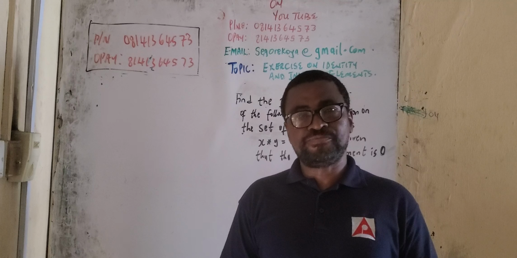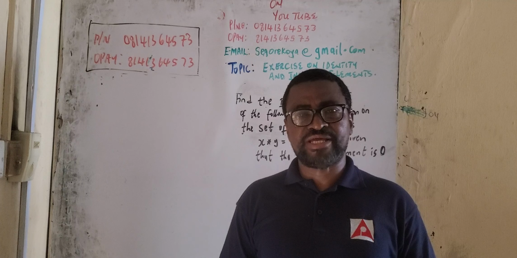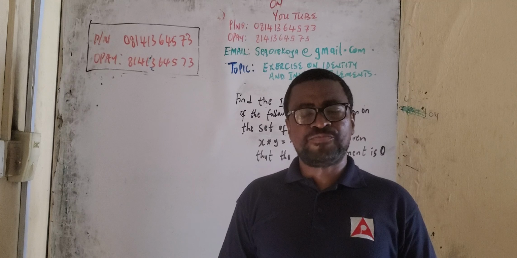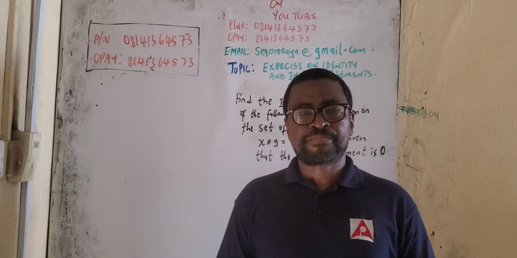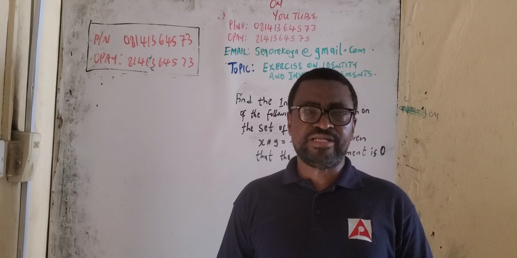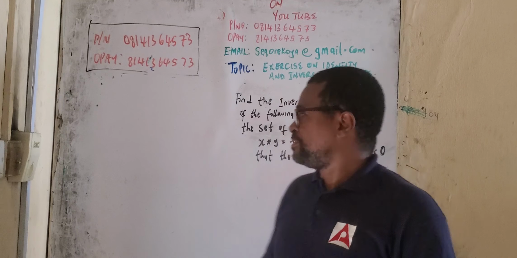Today, we want to do a continuation on the identity elements and inverse elements in a binary operation. The operation is to be performed on the real number system. We are given an exercise and we are asked to find the inverse element if the identity element is given as 0. Look at this question.